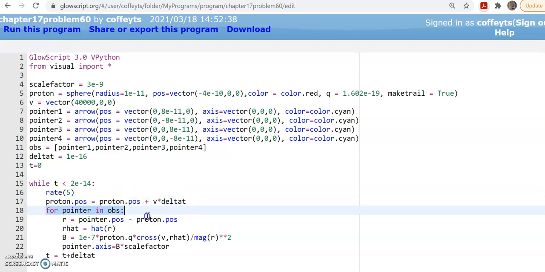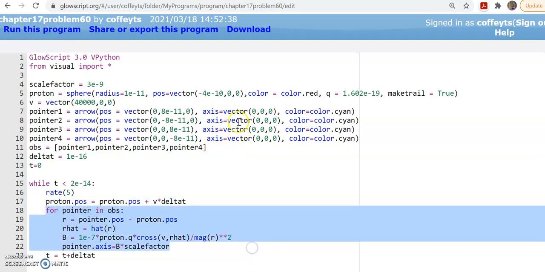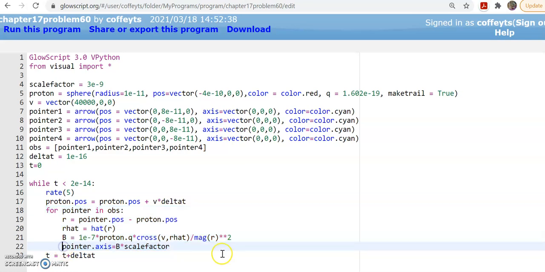Now, nested within my time while loop, I have a for loop so that I could run through all of my observation points and calculate the magnetic field for each of those observation points, which I do here, and I've already detailed how I went through that. The only other thing that I'd like to bring up in VPython is that for each of my pointers, which are arrows that I've defined here, I go ahead and define an updated version of the axis, right, assigning the axis of my arrow to the magnetic field times the scale factor. And then I increment my time. So it's a simple little short program. So let's run it and watch what happens.